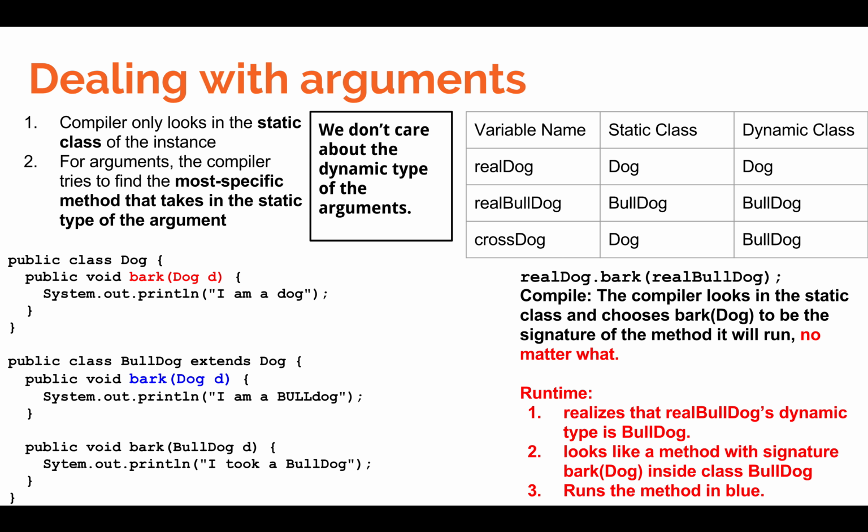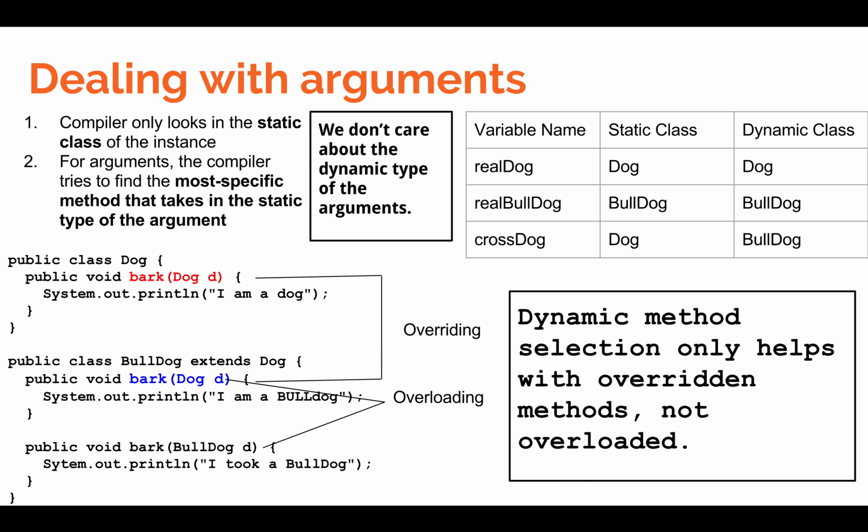We don't care about the dynamic type of the arguments. Second point, dynamic method selection only helps with overridden methods, not with overloaded ones. As you can see, we tried to use dynamic method selection with overloaded methods. We passed in something that was actually a bulldog, and it didn't do anything. All the compiler does is select something that looks like this, and then we look for an overridden method of that type. We don't care about overloaded methods for dynamic method selection.